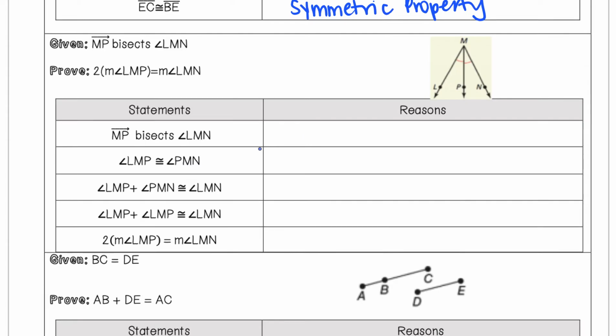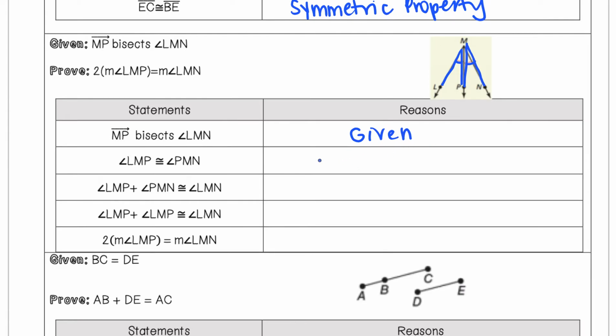So all my lines are given to me here. I need to prove all the reasons of why this works. We're first told that MP, that ray, bisects the angle. Well, that was given. And then we make the claim that angle LMP, so that's connecting L to M to P and drawing the angle, and PMN, which is right here, are congruent.